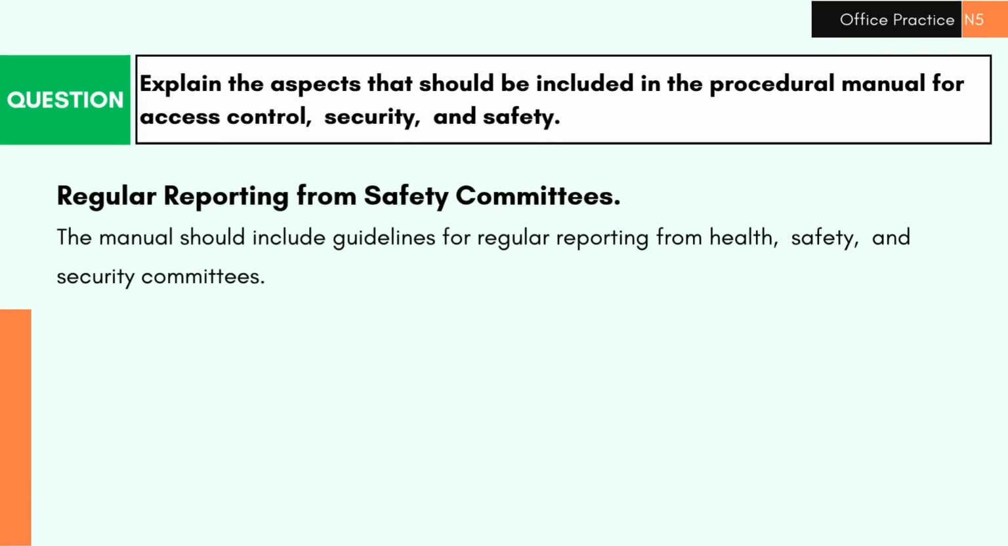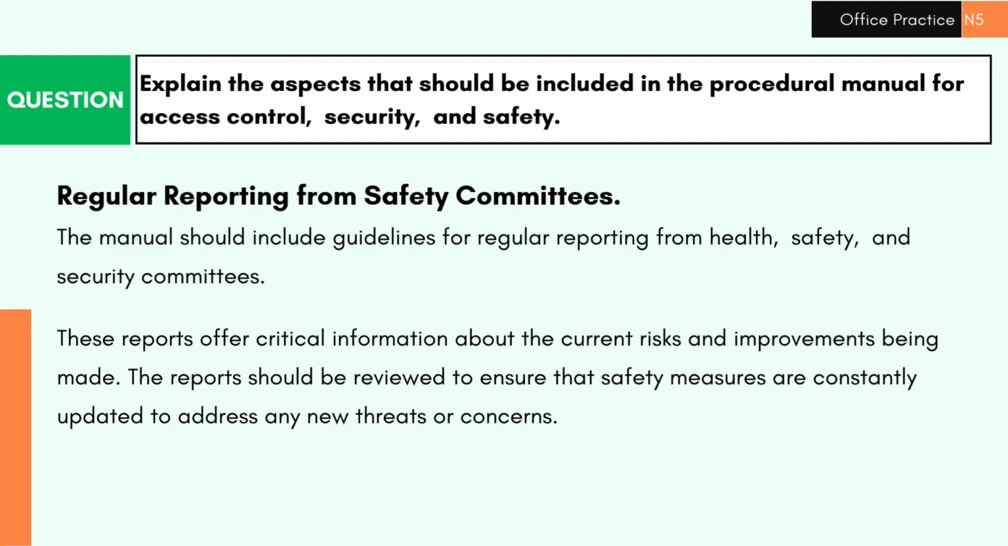7. Regular reporting from safety committees. The manual should include guidelines for regular reporting from health, safety, and security committees. These reports offer critical information about the current risks and improvements being made. The reports should be reviewed to ensure that safety measures are constantly updated to address any new threats or concerns.